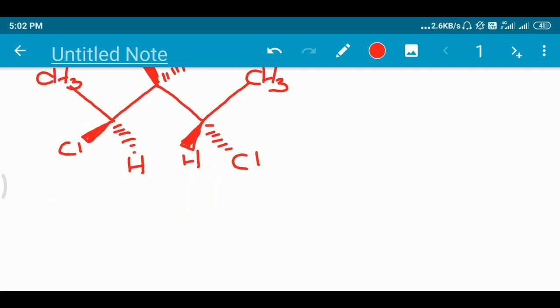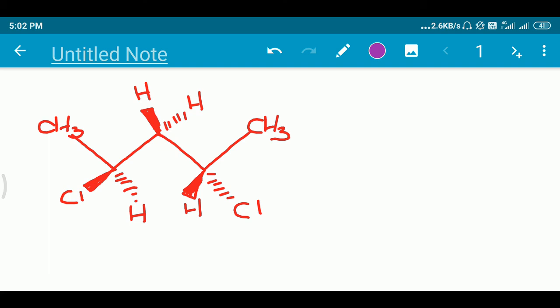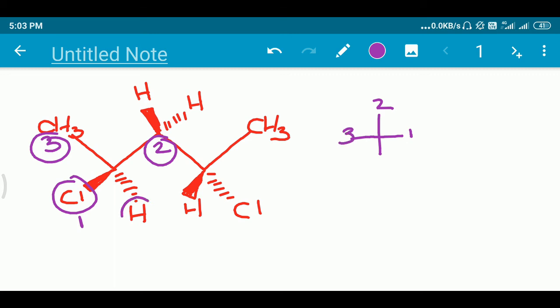Now how to assign configuration for this structure? Again, the priority is, this is number 1, this is number 2, and this is number 3. We move in an anti-clockwise direction, that is 1, 2 and 3, and the lowest priority group is moving away from us, it is on the rear side, therefore we have to take the configuration as such. So it is S.